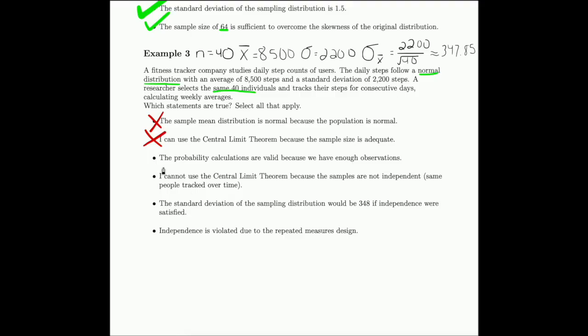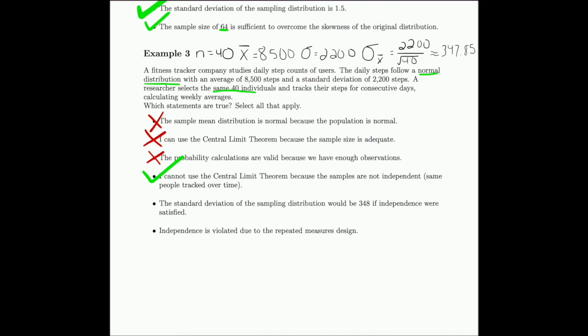The third statement says the probability calculations are valid because we have enough observations. Again, that would be false, and it's false because of the issue with independence. Okay, the next statement says, I cannot use the central limit theorem because samples are not independent. It's the same people tracked over a period of time. That is correct. We've identified that that is an issue here.